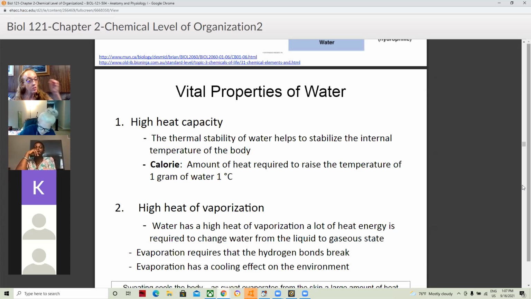Calorie, you see these on your food products. It's actually a misnomer. The calories it says on your food products are actually kilocalories, which is 1,000 times 1 calorie. So a calorie is the amount of heat required to raise the temperature of 1 gram of water 1 degree Celsius. A kilocalorie, which is what the calories on your food products actually are, is the amount of heat required to raise 1 kilogram, so 1,000 grams, of water 1 degree Celsius.